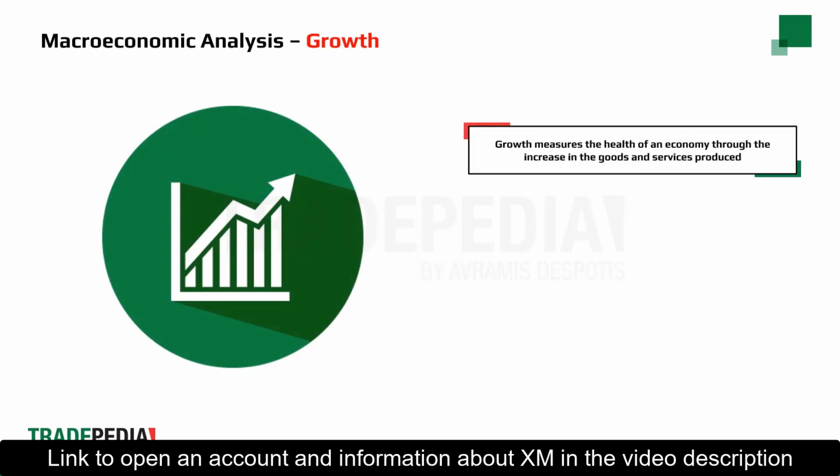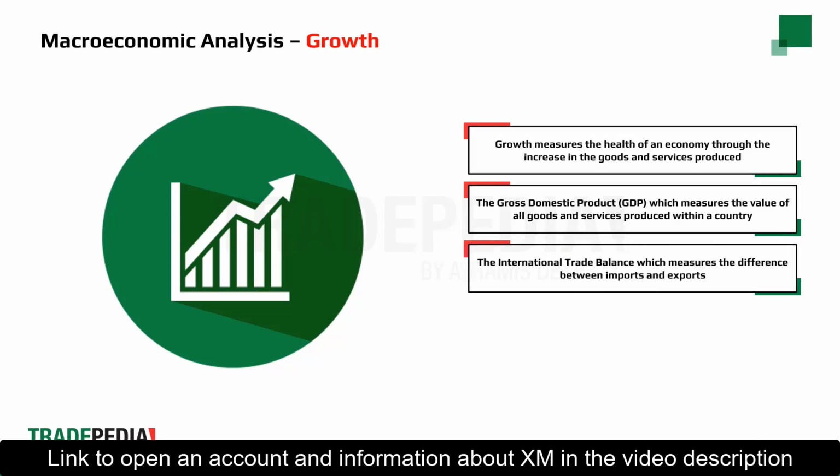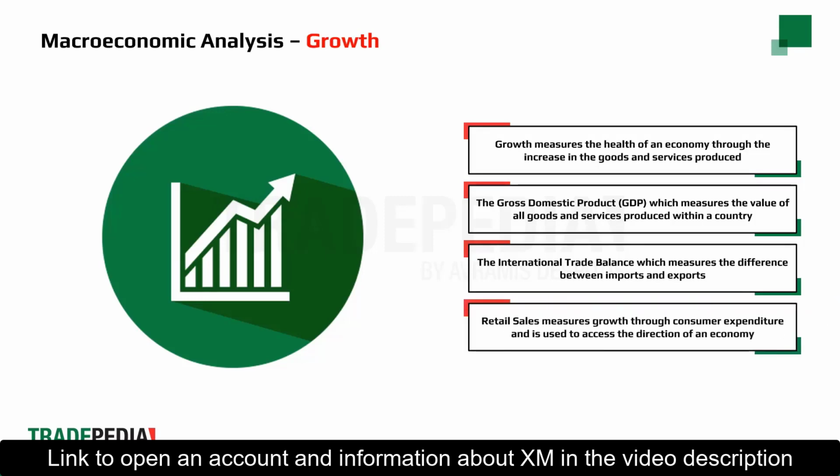Growth measures the health of an economy through the increase in goods and services produced, and can be monitored through the following indicators. The most important way to measure growth is by the Gross Domestic Product, GDP, which measures the value of all goods and services produced within a country. Another indicator of growth is the International Trade Balance, which measures the difference between imports and exports. The retail sales also measures growth through consumer expenditure, and it is used to assess the direction of an economy.